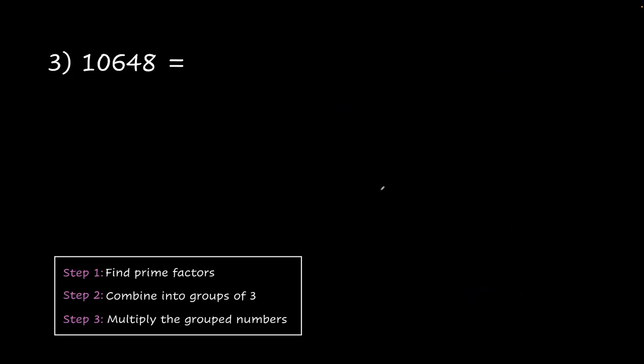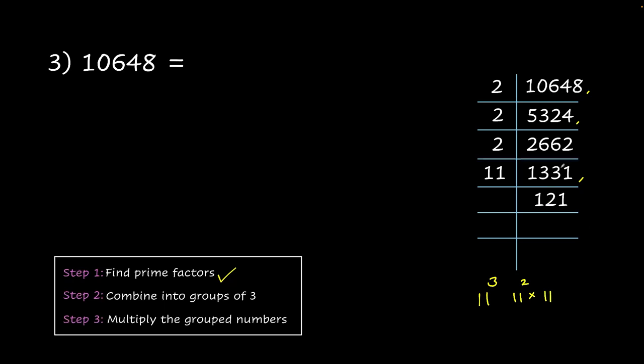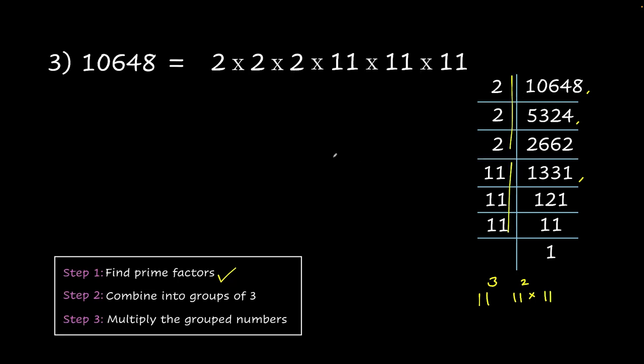Let's go to the next one. 10,648. Starting with the prime factors. 10,648 is an even number. 2 times 5324. So next 2662. 2 times 1331. 1331 is again an interesting number because 11 cubed gives you 1331. You get 11 cubed by multiplying 11 squared times 11. So 11 times 121 is 1331. So 11 times 11 is 121 and 11 1's is 11. So we have 2 times 2 times 2 times 11 times 11 times 11.